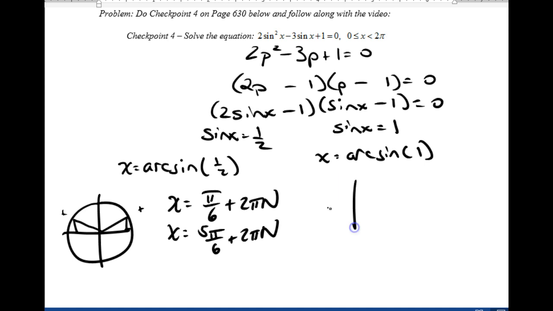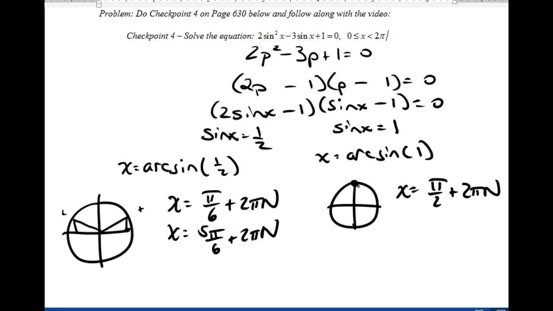Here, where does sine equal 1? Well, sine is a y value. That's 1 up here at pi over 2. So x is pi over 2 plus 2 pi n. And because that's one of our quadrantal angles, I don't have to worry about the other one. Although you could say pi minus pi over 2 would be pi over 2 anyway, so it's the same point.